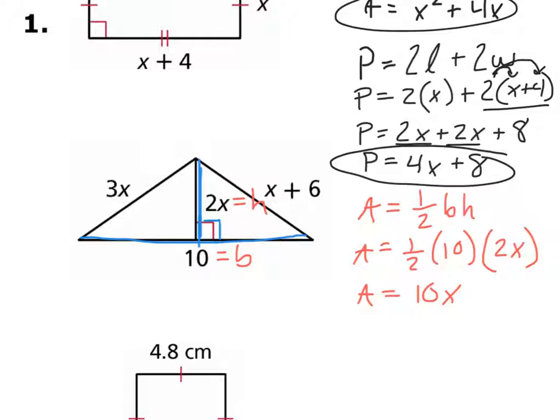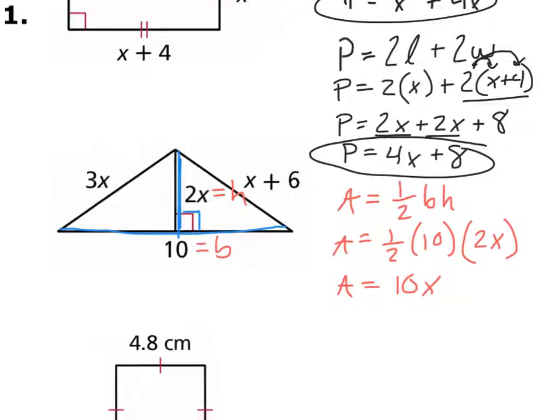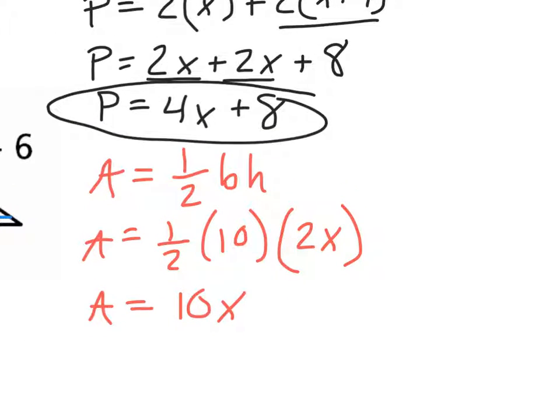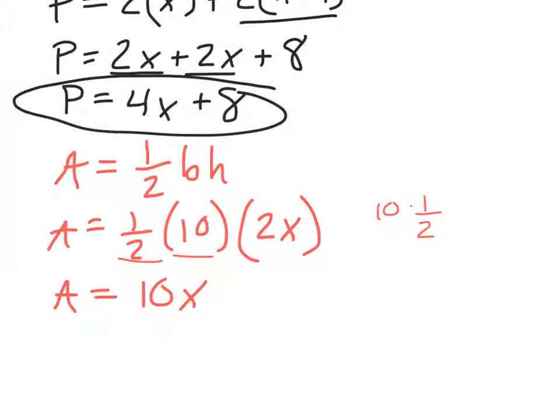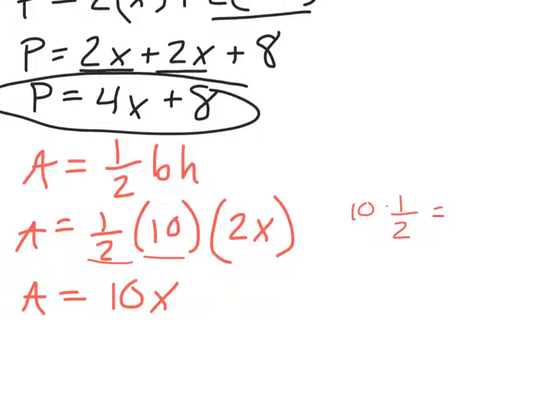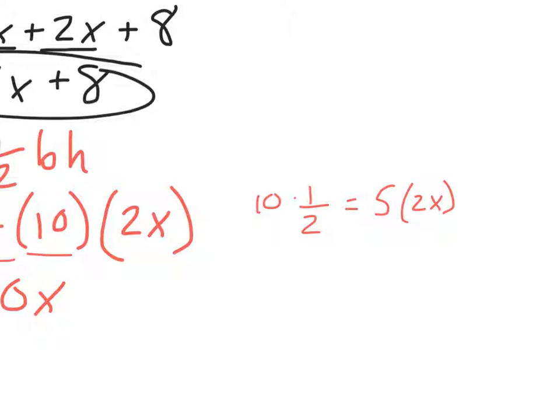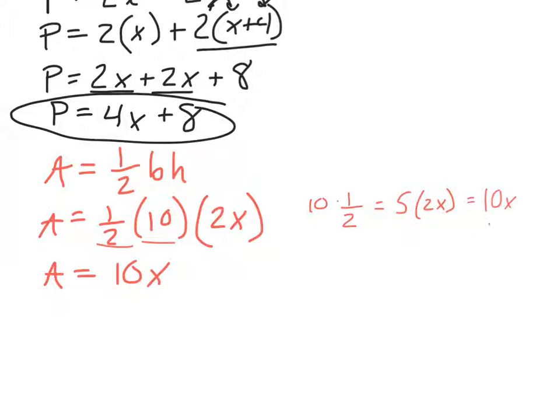Yes? I don't understand how you got 2x. So let's start by taking these two, 1/2 and 10. What's 10 times 1/2? 5. And then we still have to multiply this by 2x. So what's 5 times 2x? 10x. So that's how we got 10x.